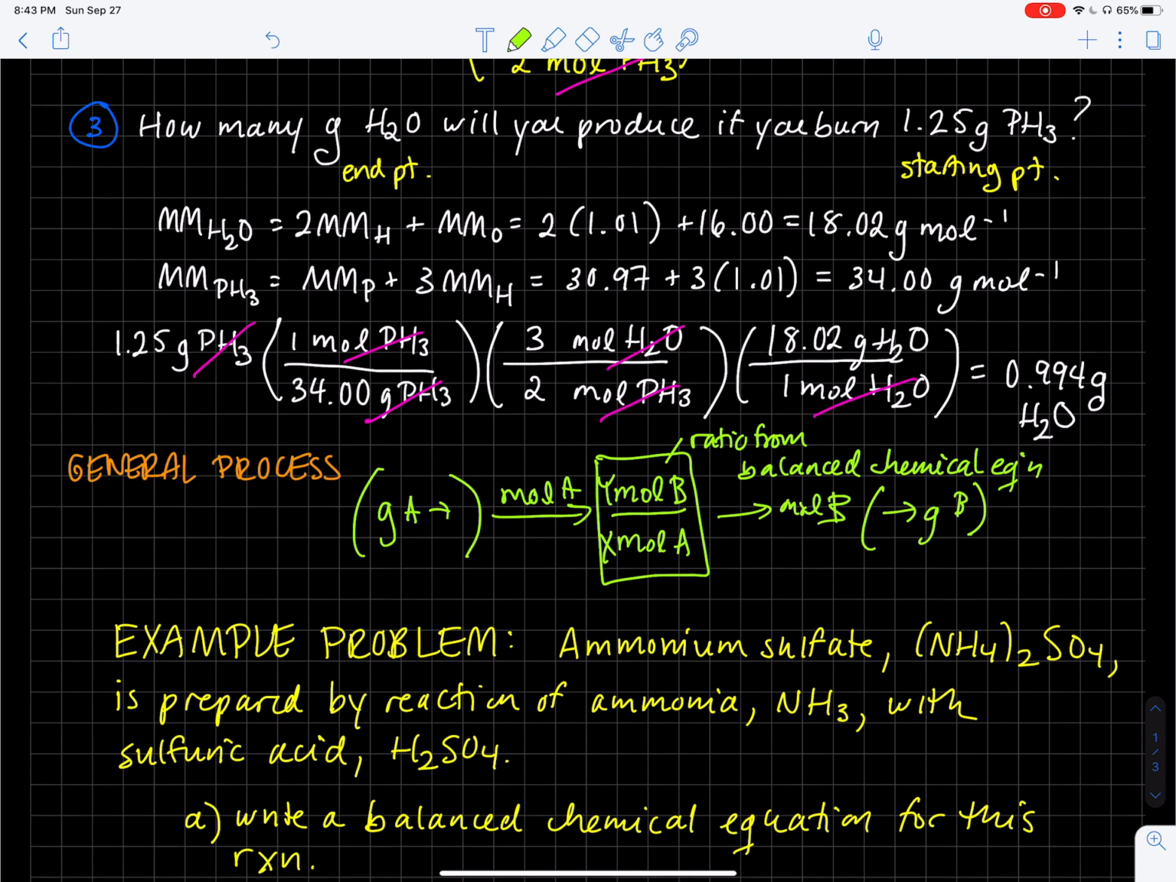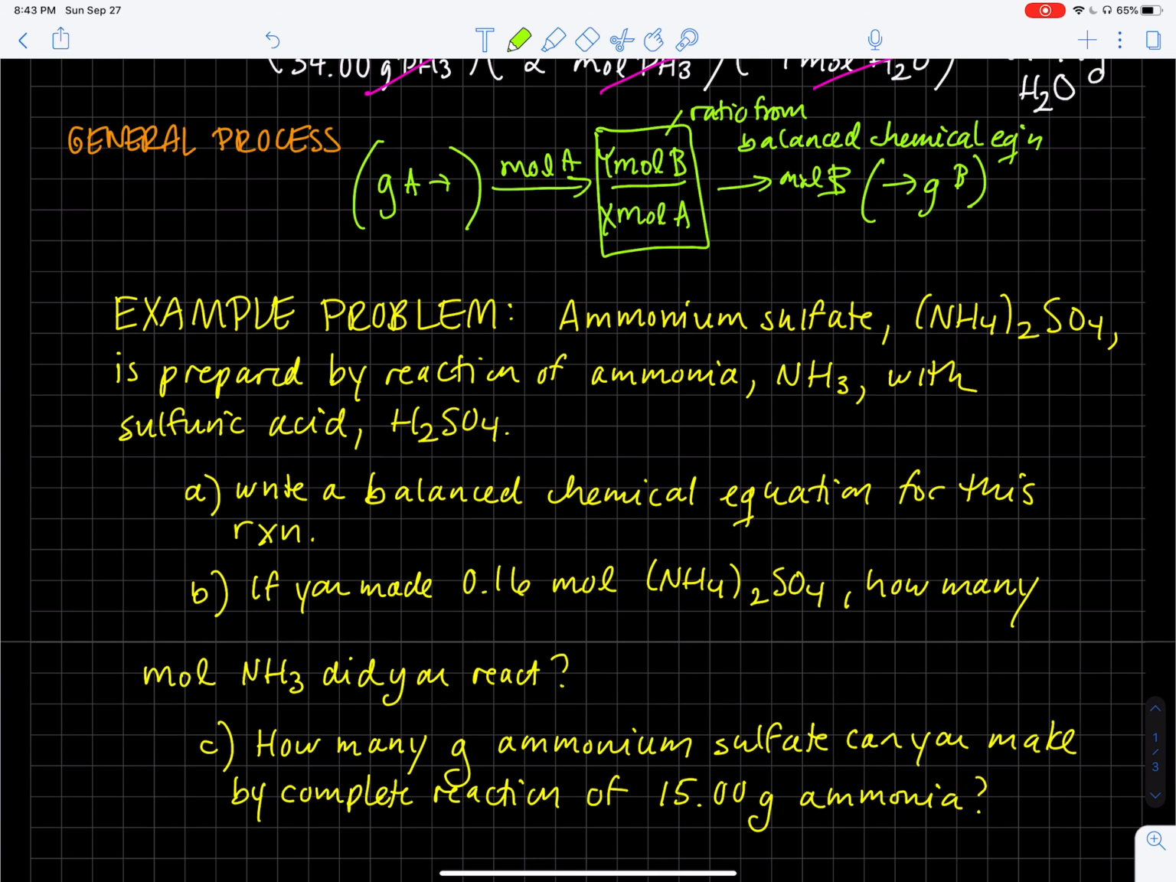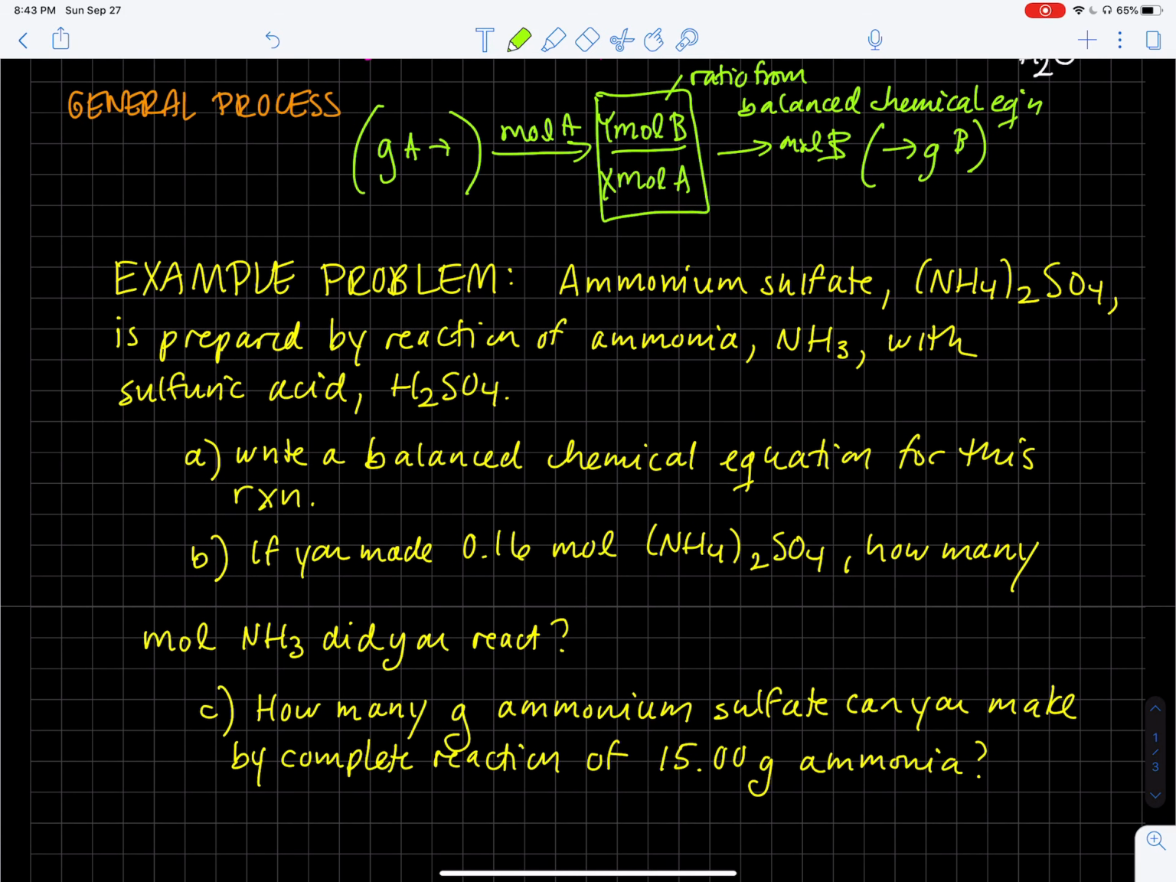All right, so now I'm going to show you this example problem. Ammonium sulfate, the formula there, is prepared by reacting ammonia with sulfuric acid. So the first step I ask you to do is what you have to do, even if I don't ask you to, for any stoichiometry problem: write a balanced chemical equation. And then I have a question involving moles, and then a question involving grams. So you can go ahead now and stop the video and try this problem, and then come back whenever you'd like to see the answer.